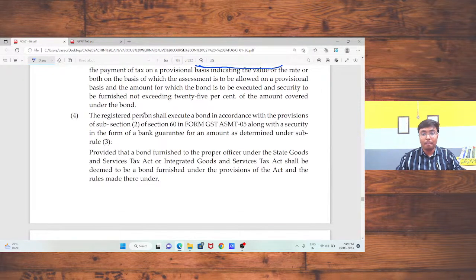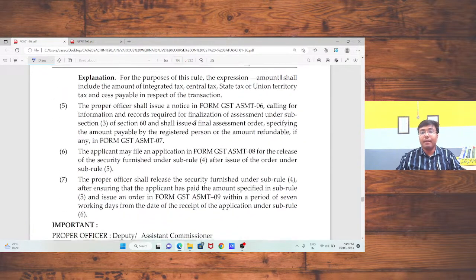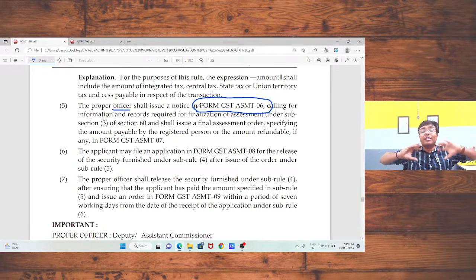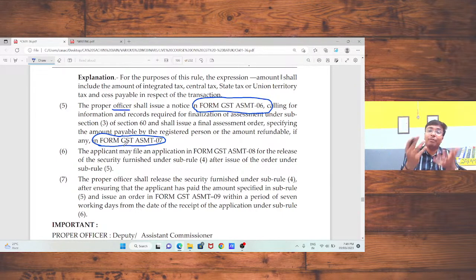And I had already talked that I need to provide a bond with a value of security not exceeding 25%. In that case, I need to furnish that bond with security in form ASMT 05. After the provisional assessment, the proper officer will issue a notice in form GST ASMT 06 for calling further details, further requirements for deciding the final assessment order. Or on the basis of your submission, the proper officer will issue the final assessment order in form GST ASMT 07 and decide the amount which is refundable or which is payable from your side.